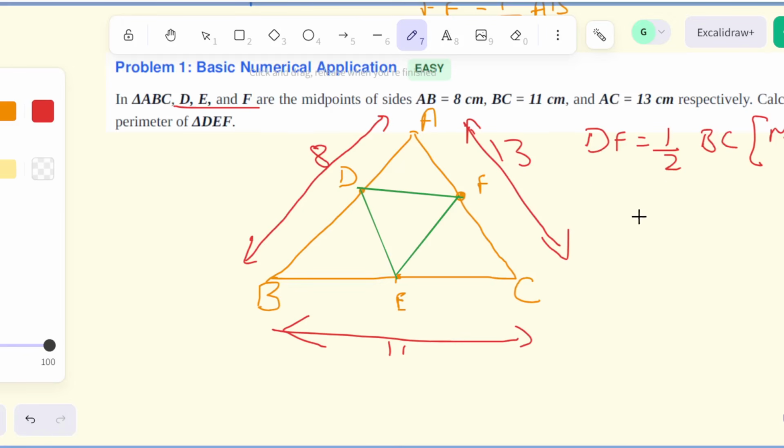Similarly, how much will it come out to be before we do the next part? BC is given as 11, right? So basically 11 over 2.